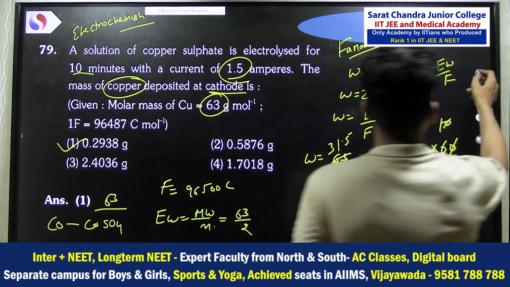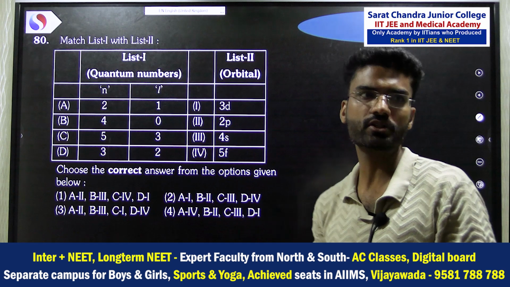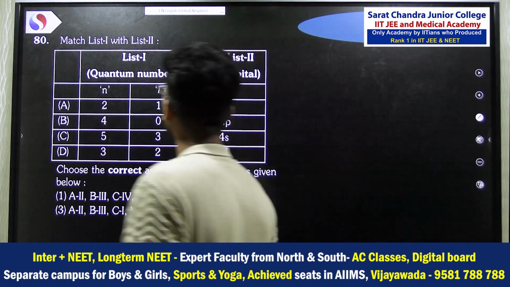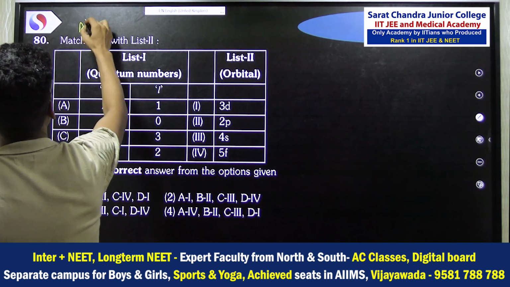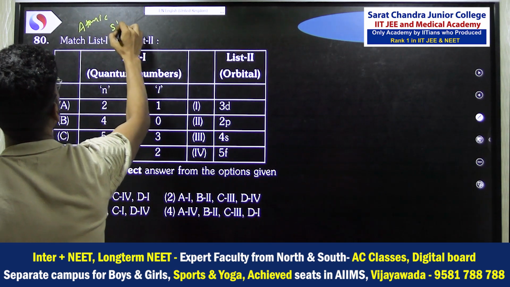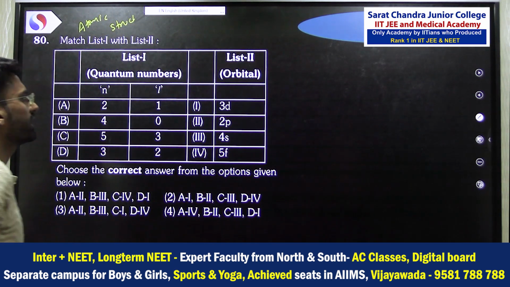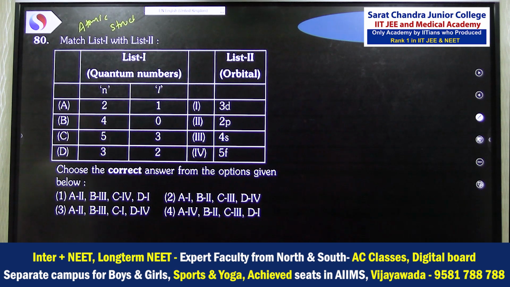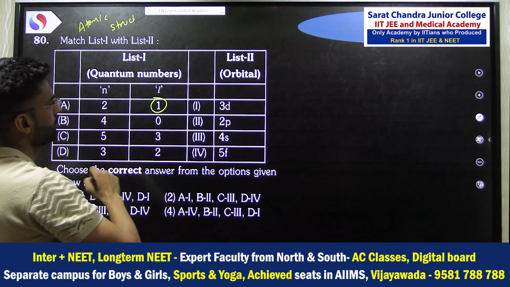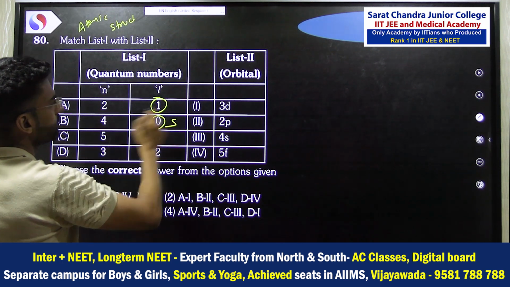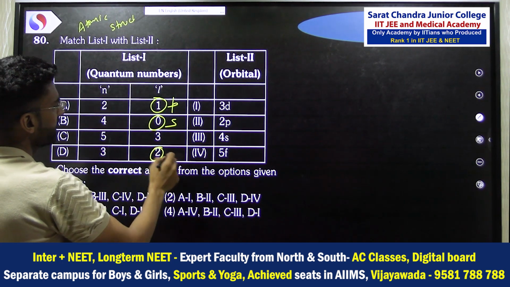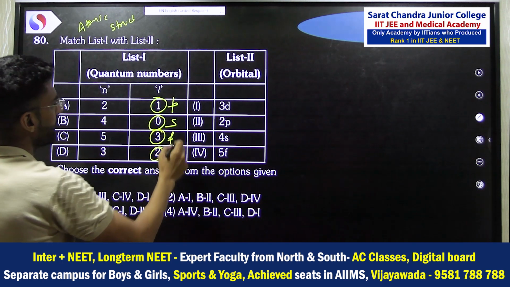So next question. Okay, this is a simple question, again from the atomic structure chapter, on the L value. For L value 1, what is the subshell? For 0 it is S, for 1 it is P, for 2 it is D, for 3 it is F.